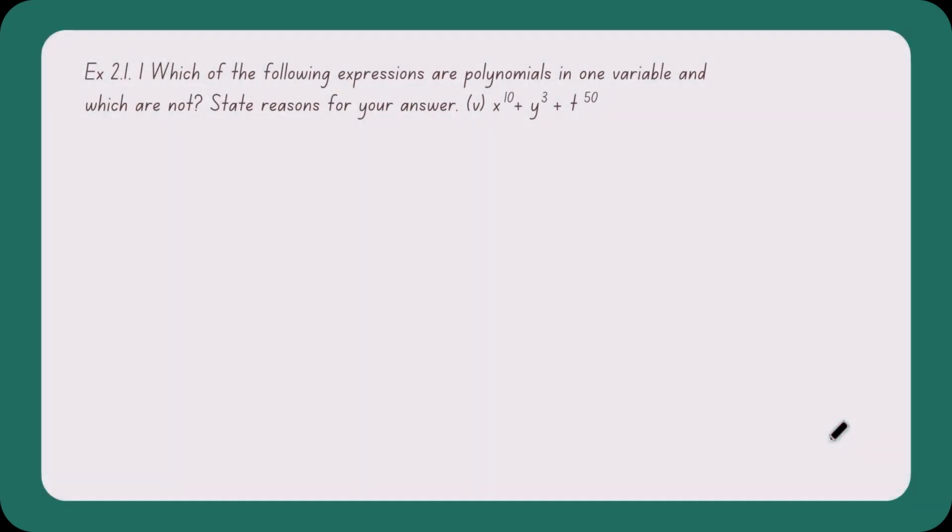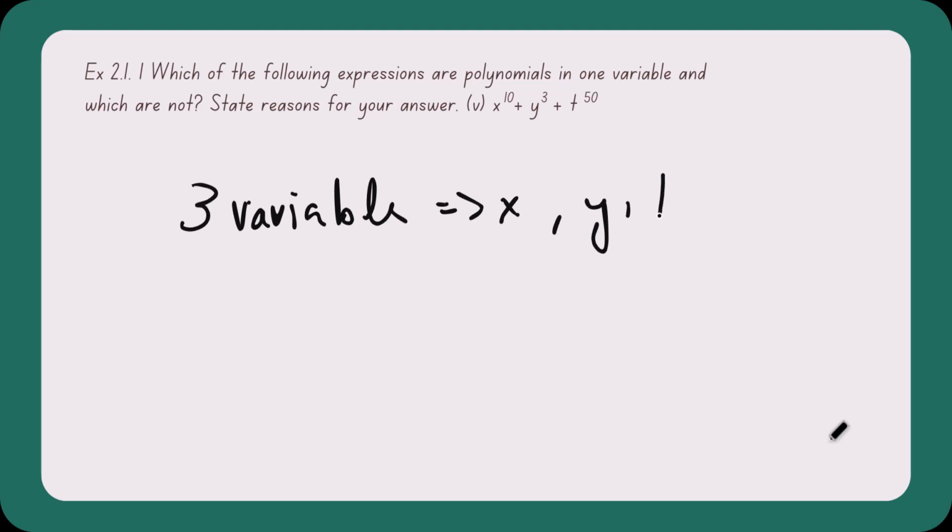Now let's see the next one. We have x raised to 10, y raised to 3, t raised to 15. It is a polynomial because the exponents are whole numbers, yes. But how many variables are there? There are 3 variables, x, y, and t. So is it one variable? No. So it is not a polynomial in one variable. You have to say that. Very simple. Let's try the next one.